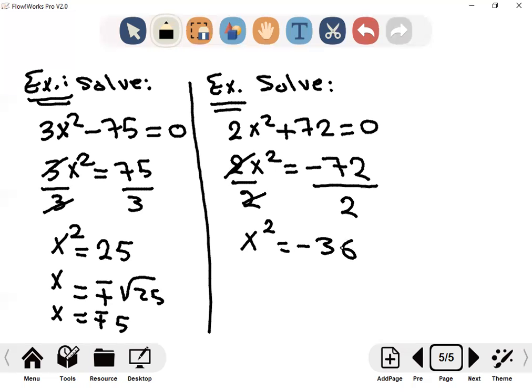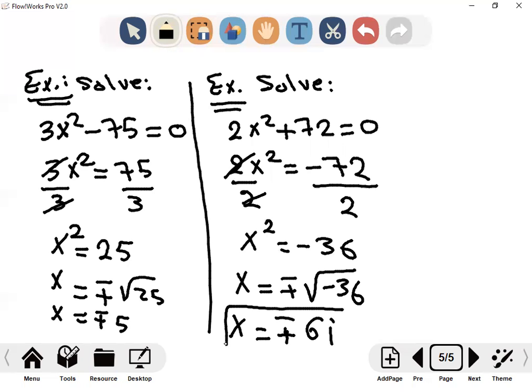Negative divided by positive, right? So x equal plus minus square root of negative 36 equal what? Plus or minus 6i. We took the i, right? Because the 36 is positive, the negative gives i. We agreed on that.